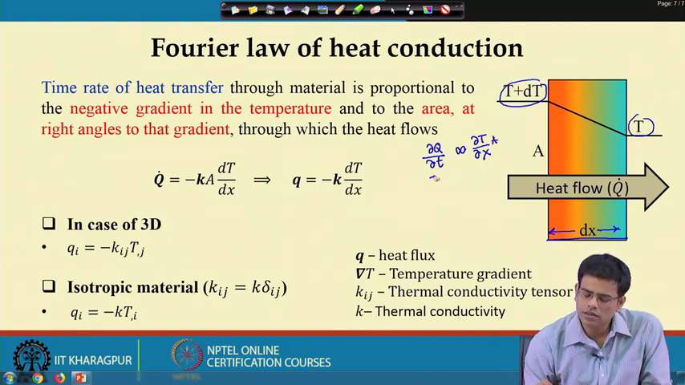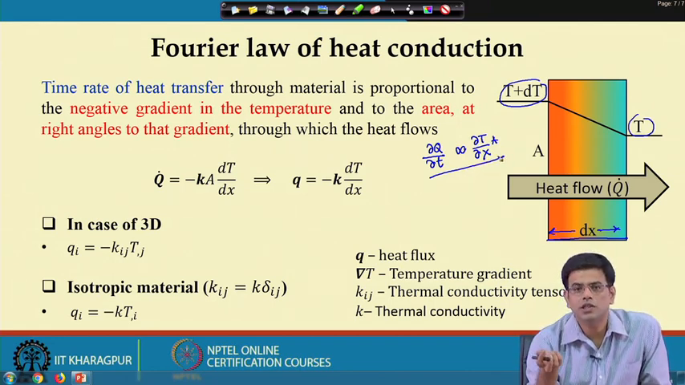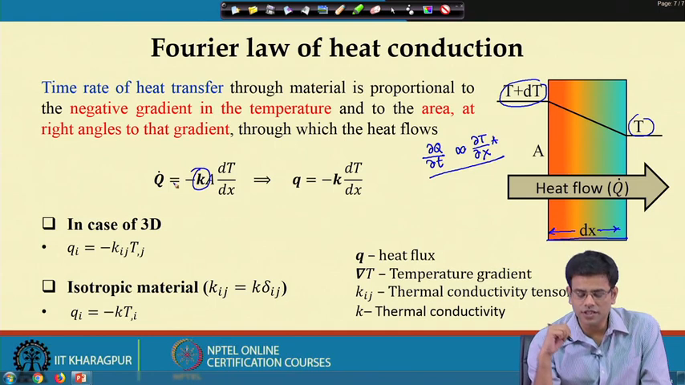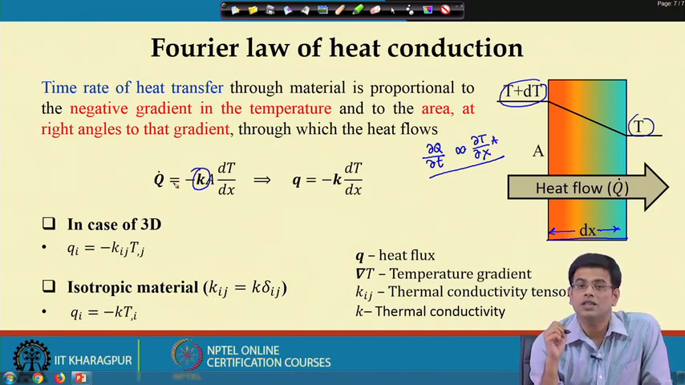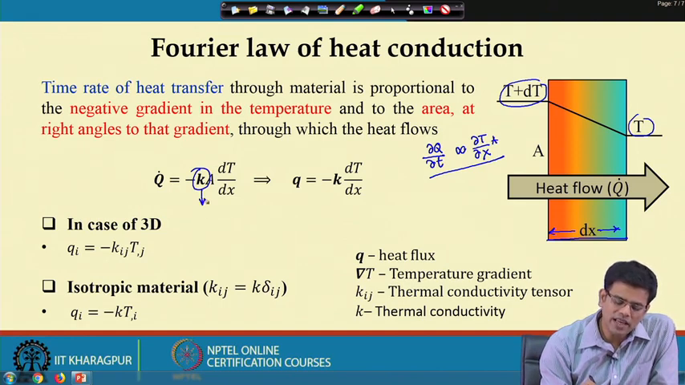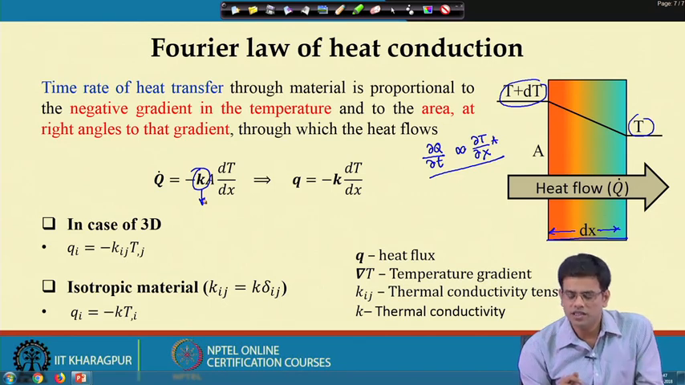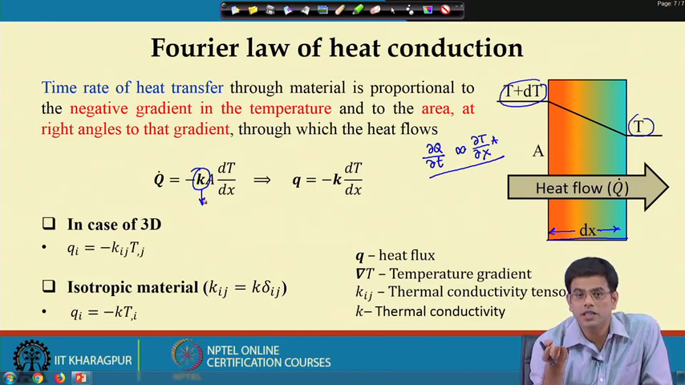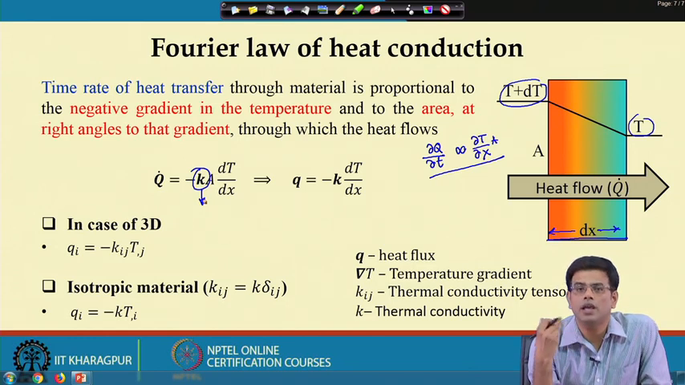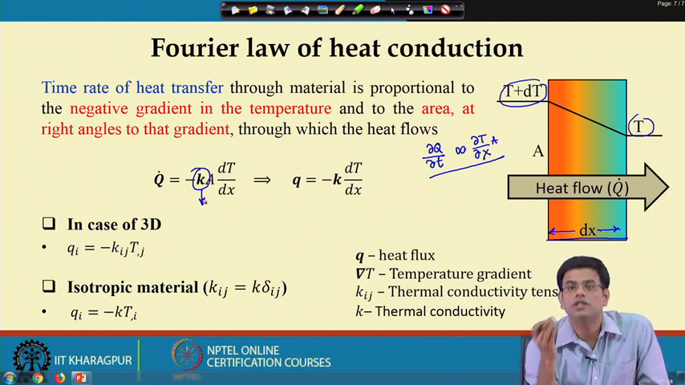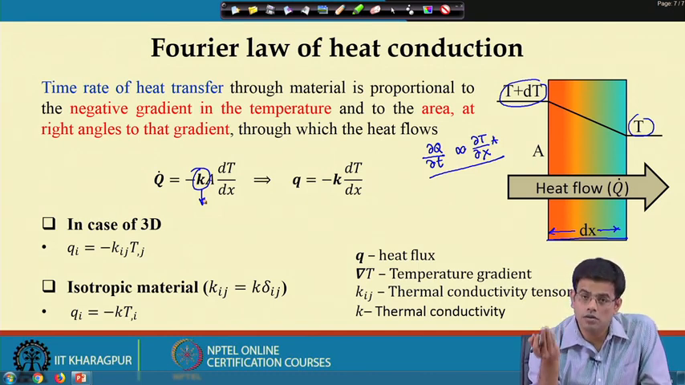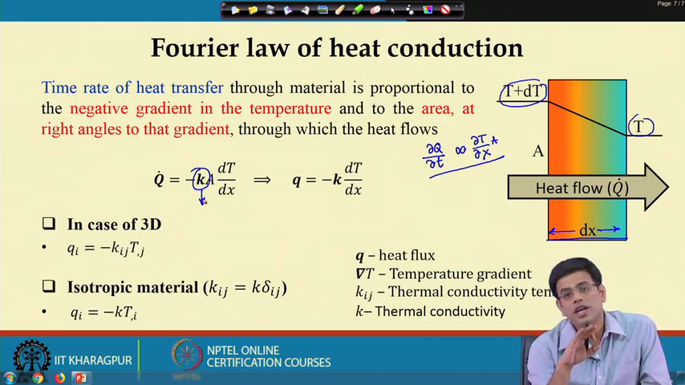Now, as this is a proportional quantity, to make it an equality we need a constant k. This constant k is known as the conductivity, or thermal conductivity, of the material. So here the material property comes into the picture where the heat flows from one side to another. Depending on the thermal conductivity of a material, the heat flow will be different. For instance, if I use wood or steel, the thermal conductivity of wood and of steel is different, so the heat flow will be different.